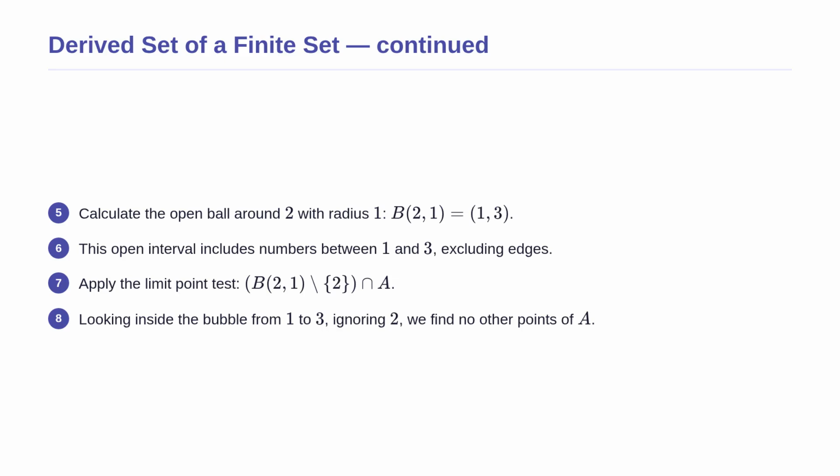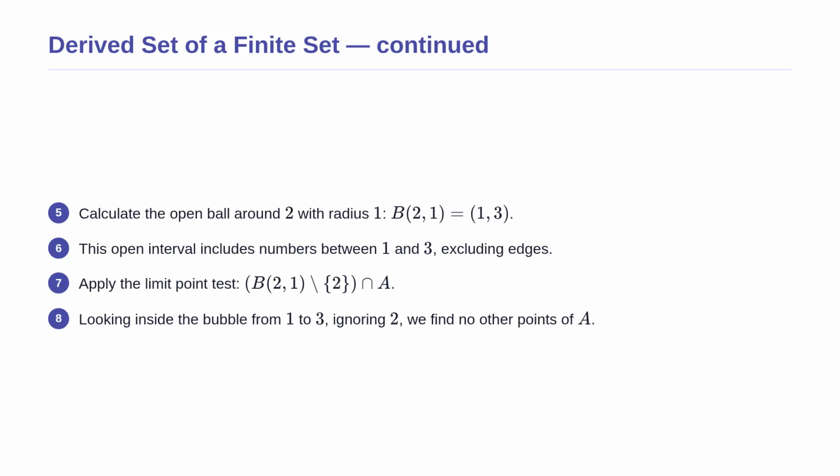Continuing with our test, we calculate the exact boundaries of our open ball. On a standard number line, a bubble around the number 2 with the radius of 1 stretches from 1 to 3. This creates an open interval, meaning it includes all decimal numbers between 1 and 3, but not the edges. Now, we apply the limit point test to our interval.